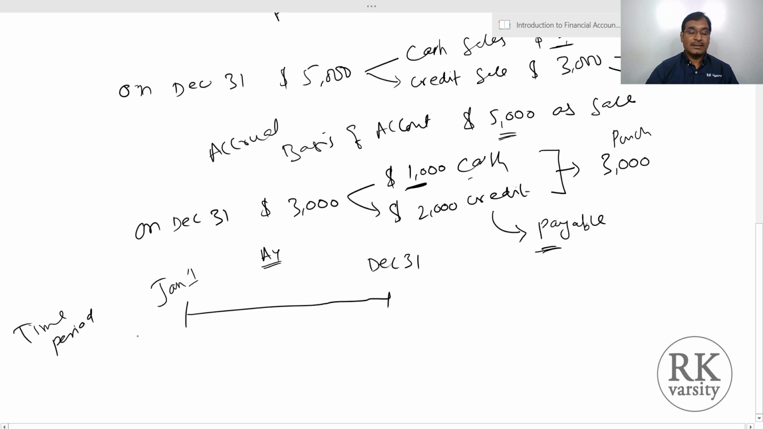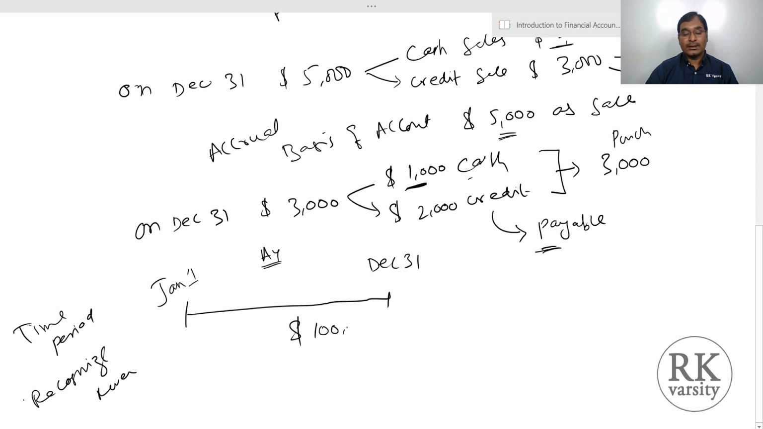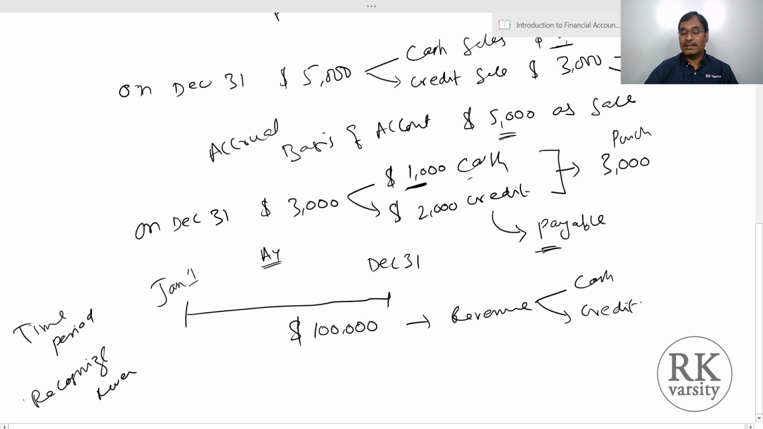And next, during this time period, we have to recognize our revenue. That means, let us say during this period, we generated sales of $100,000 as revenue. So this is revenue recognition. Whether this revenue is in the form of cash or in the form of credit is not material here. Simply whatever revenue is generated, this is the second one, revenue recognition.